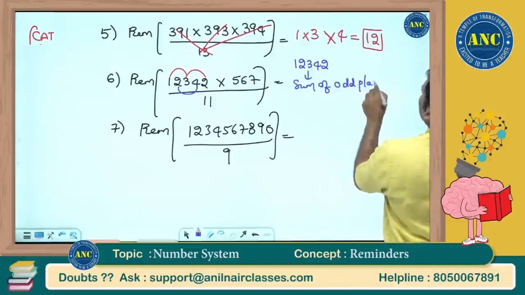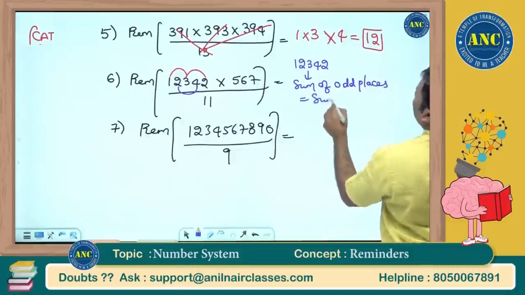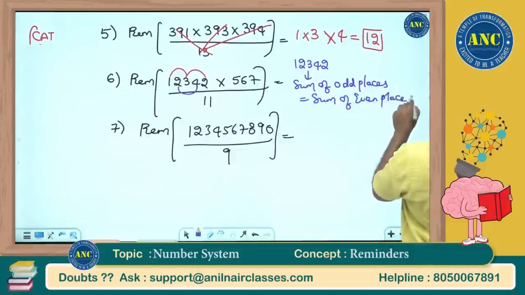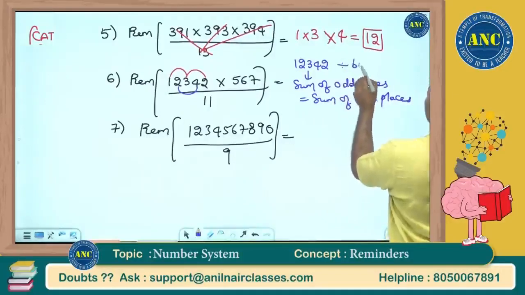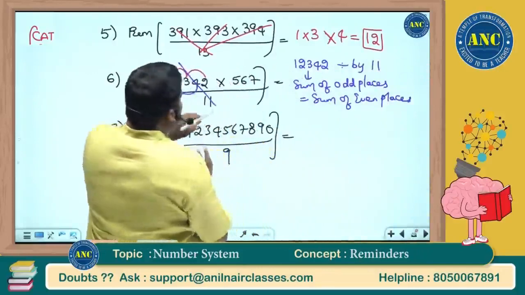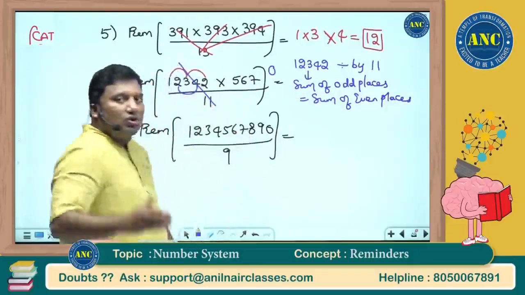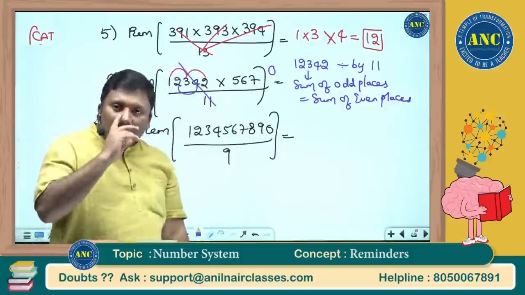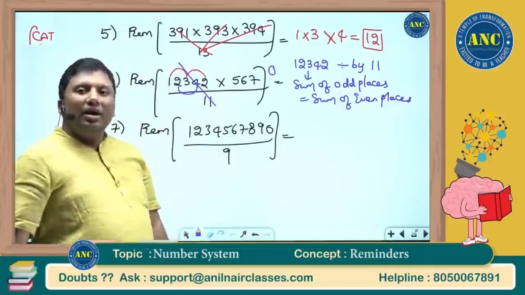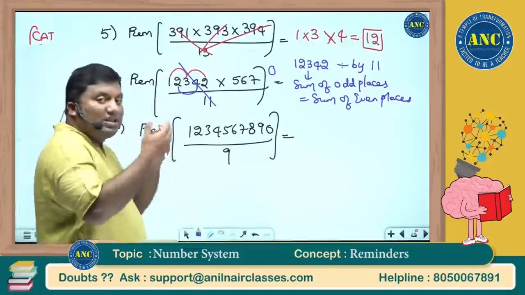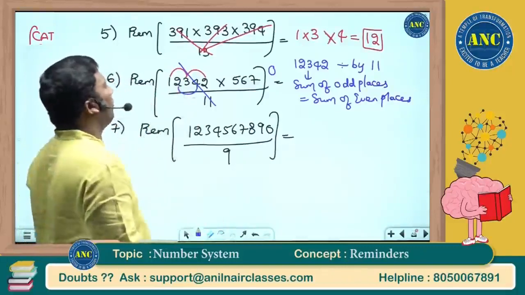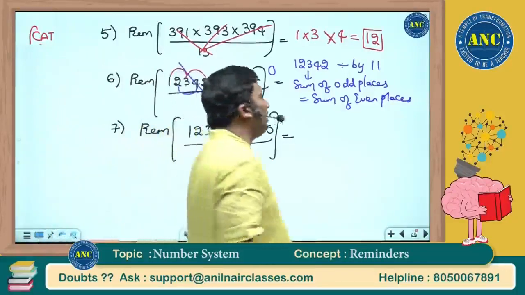Sum of the odd places is equivalent to sum of the even places. That means this number is divisible by 11. If it is perfectly divisible, 22 divided by 11, 22 is divisible by 11, so the remainder is 0. 44 is divisible by 11, remainder is 0. 1, 2, 3, 4, 2 is divisible by 11, or in mathematical language, 11 is a factor of 1, 2, 3, 4, 2. Remainder, it is 0.